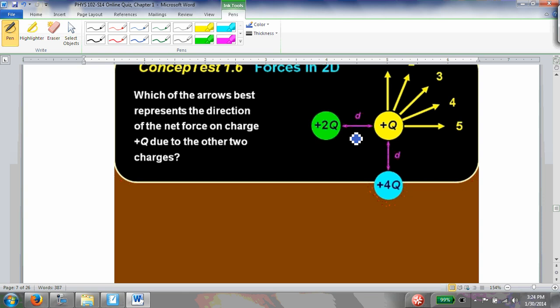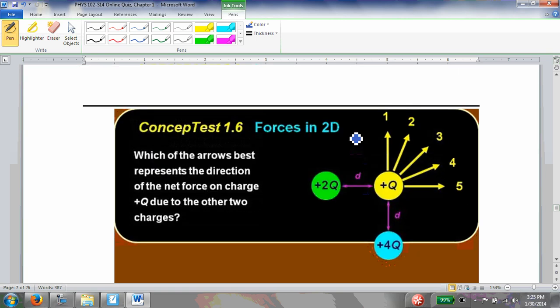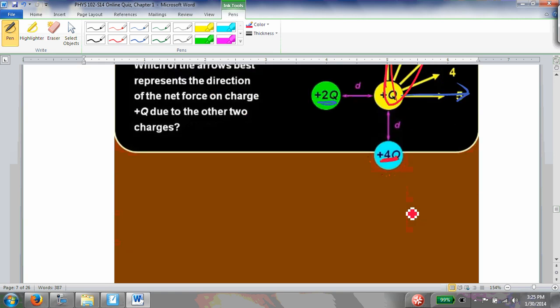Which arrow best represents the direction of the net force on charge plus Q due to the other two charges? All right, well, this is similar to the one that we had before. I'm going to draw my force vectors. So due to this charge, my force vector is going to look like that. And then due to this charge, my force vector will be smaller, look like that. So let me redraw. I'm going to make this one bigger. So this, number 2, RB, we'll call it.